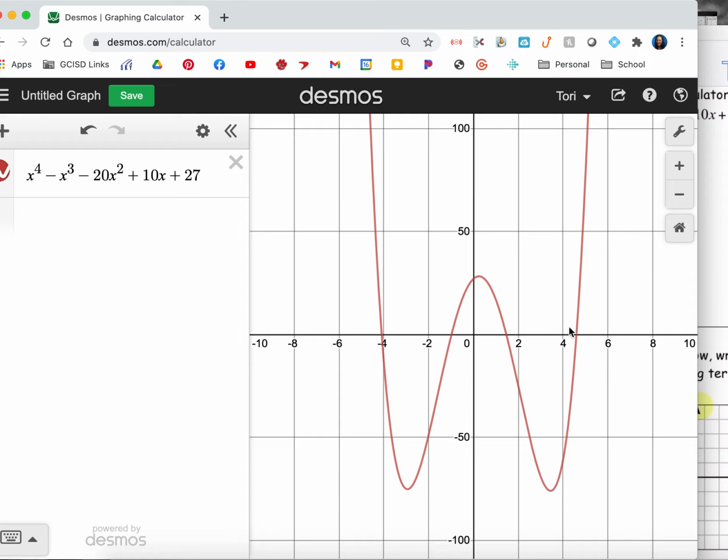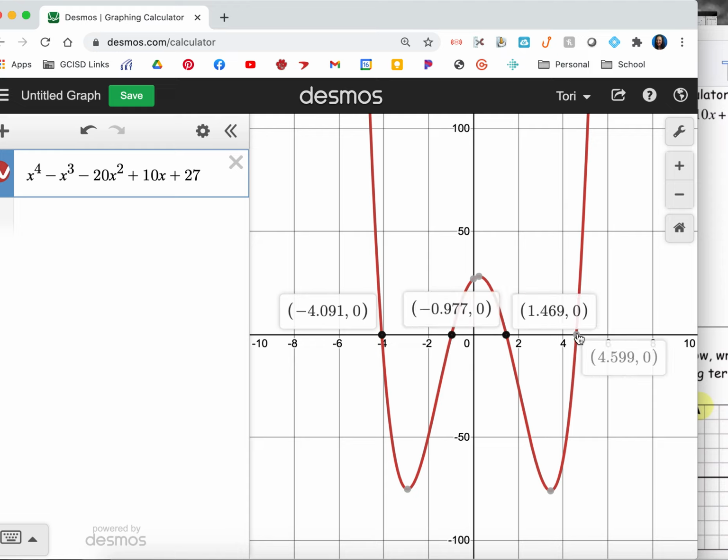All right, so if we're looking at this one, I am going to ask you to write down the 3 points, or 4 points, that I click on here. It is quartic, so we're going to label those guys. I'm going to pause the screen so you can write and I can write.